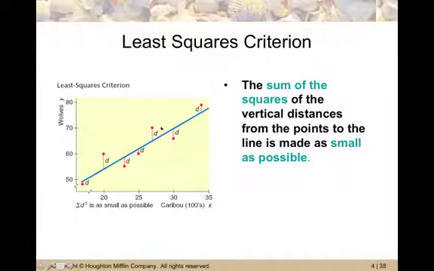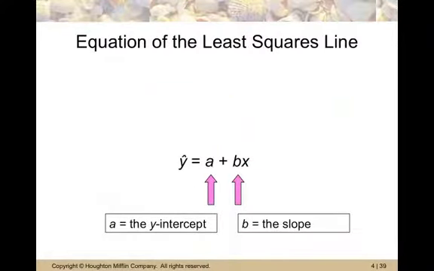So you square this distance, square this distance, square this distance, and so on, and you come up with a value. And what you try to do is find the line that minimizes the sum of the squares of those distances. And that is our least squares regression line. And it is y hat equals a plus bx.